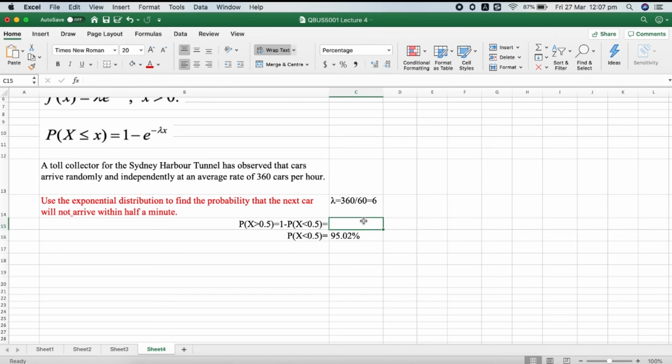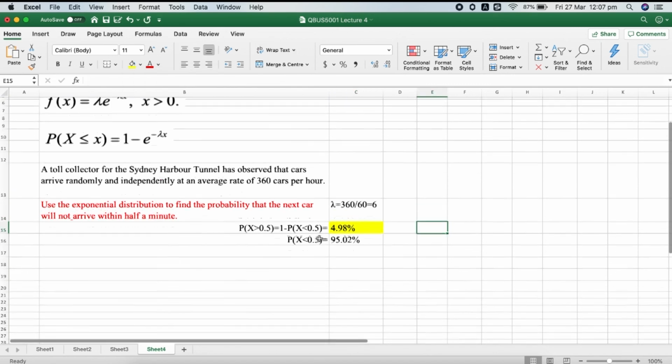But remember, the result is the probability of x smaller than 0.5, so we need to also use 1 minus this result and press enter. And that's the final result of this answer.